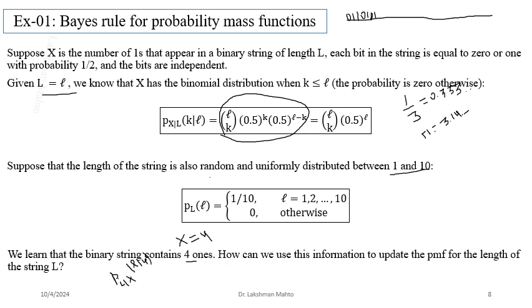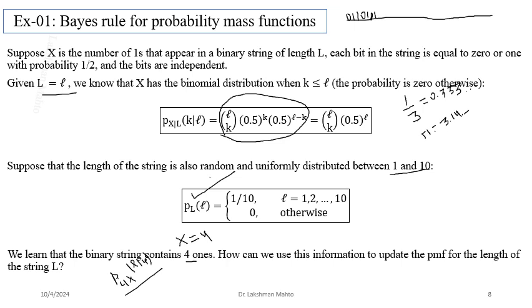So we have to find this updated probability. This we call the updated probability. So here we have to apply Bayes rule. Bayes rule will give this probability. We know the probability mass. So this one is the prior probability, the prior probability of L, and we have to find the posterior probability.